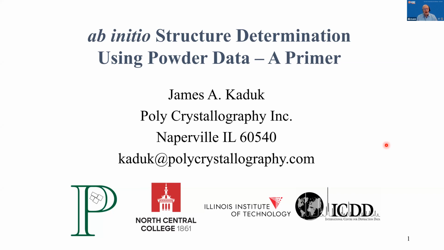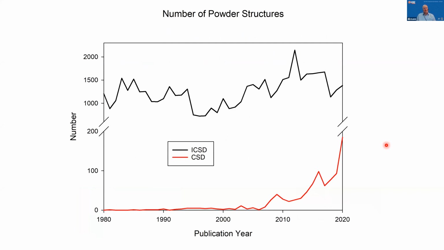So let's forge ahead. Look at the general size of the universe. If you search the Inorganic Crystal Structure Database for structures that are identified as having been derived using powder data, you find that there tend to be 1,000 to 1,500 per year. And almost all of these turn out to be new compositions that are isostructural to a known composition, known structure. Very few of these are actually new structures. I haven't looked at them one at a time to really decide how many there are.